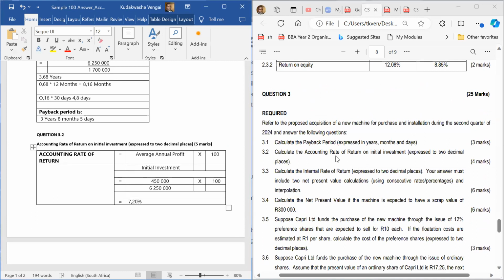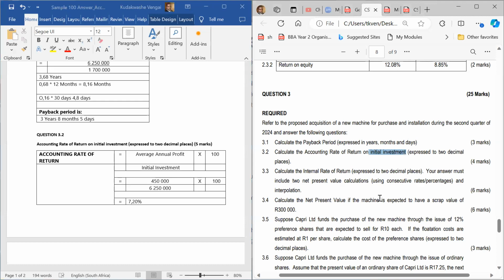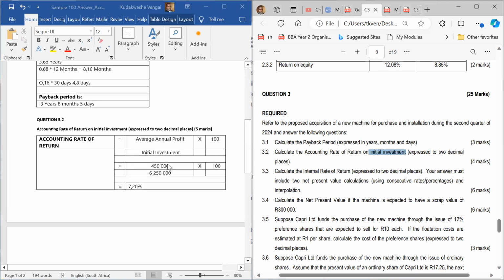You see, this one says here, calculate accounting rate of return on initial investment. Some questions can say calculate accounting rate of return on average investment instead of initial investment, which means you need to calculate the average investment first. So those are some of the things that you need to consider when answering a question such as this one. So this is question number 3.2. Are there any questions here before I move further?